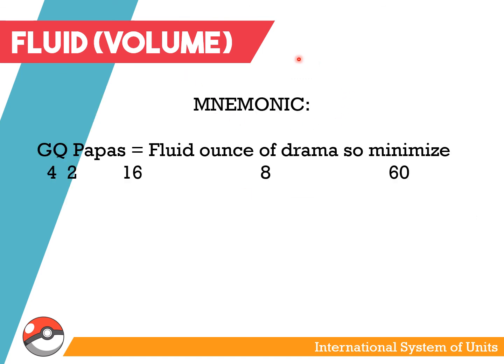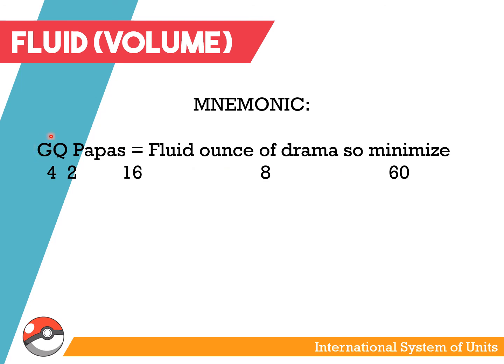So here is a mnemonic you can use. We have "GQ papas equals fluid ounce of drama, so minimize." So 4, 2, 16, 8, 60. Again, GQ papas equals fluid ounce of drama, so minimize. 4, 2, 16, 8, 60. So what does that mean?